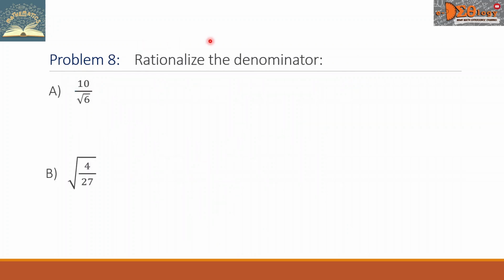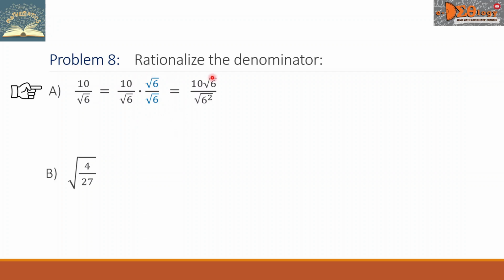Problem 8. Rationalize the denominator. We have two expressions here. Let's begin with A. 10 over square root of 6. Considering the index here, and that is 2, we need a power 2 to cancel this radical. So we multiply this denominator, the square root of 6, into square root of 6 also. And this denominator value we copy in the numerator. That means our original problem, 10 over square root of 6 times square root of 6 over the square root of 6. So we multiply the fractions.